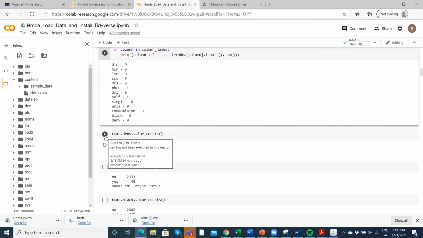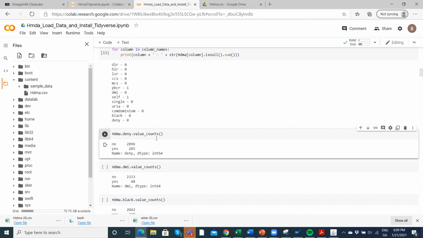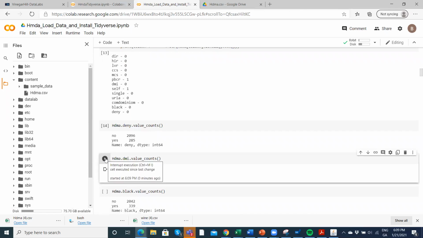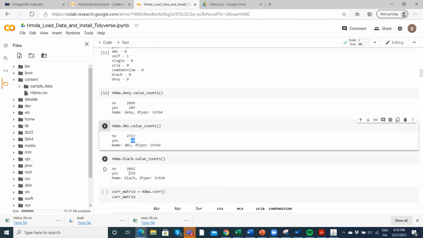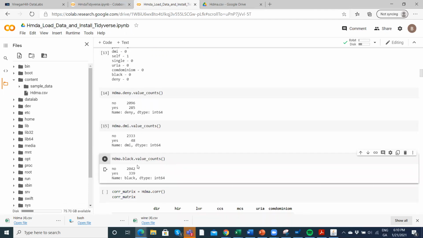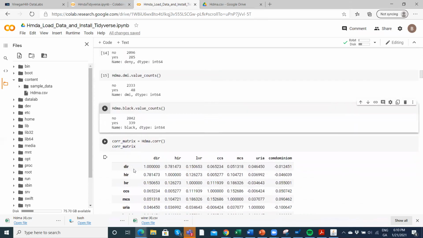Again, using Python code, we can read in this command, and we can see that for deny, 2096 were approved. That means no to deny, they were approved, and 285 were denied, right? And then if we count the numbers in terms of denied mortgage insurance, the bulk of people were receiving mortgage insurance, but 48 were denied, okay? And then we look at the minority compared to others. There were 339 applicants from minorities to 2,042 who were white.